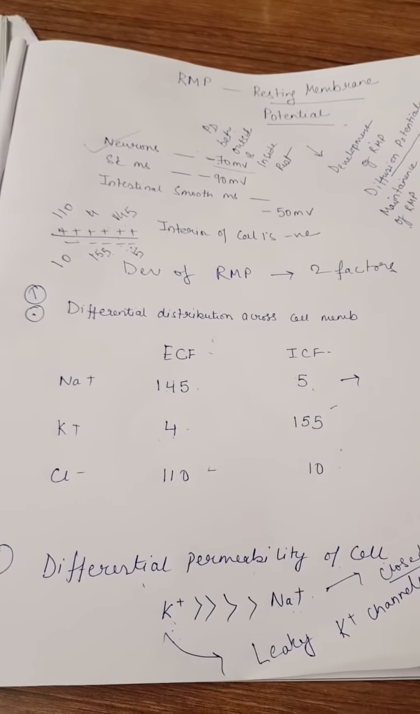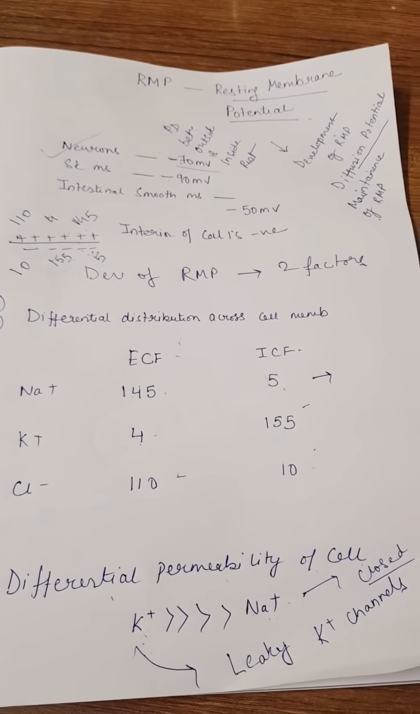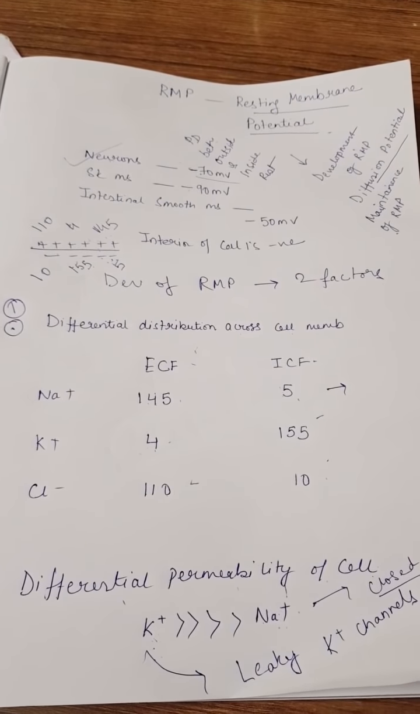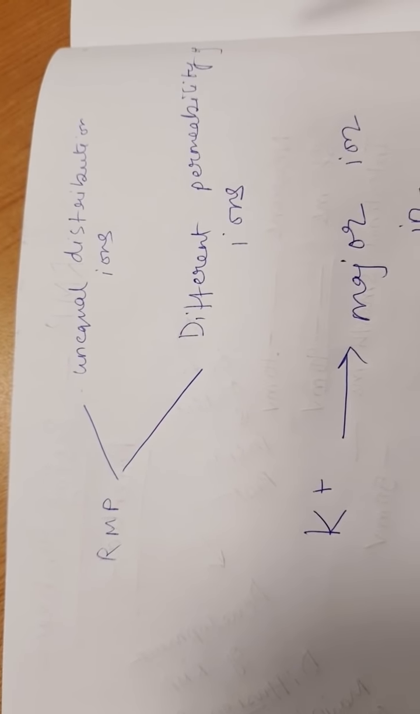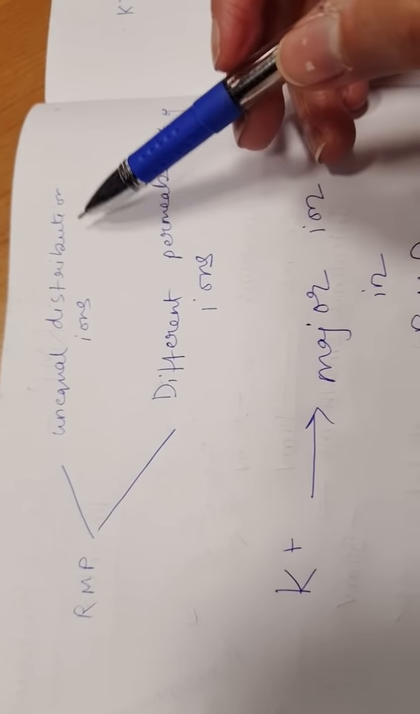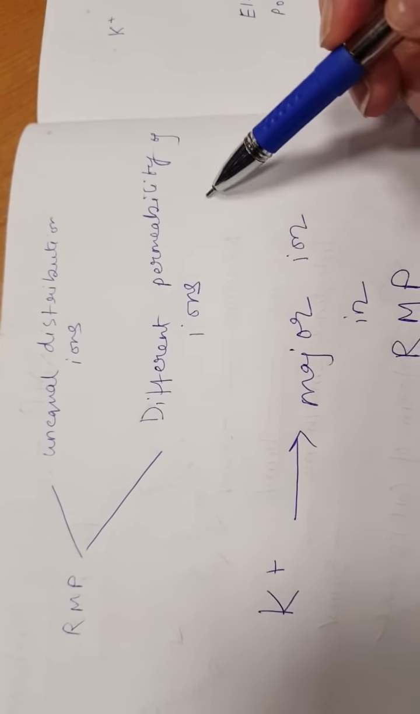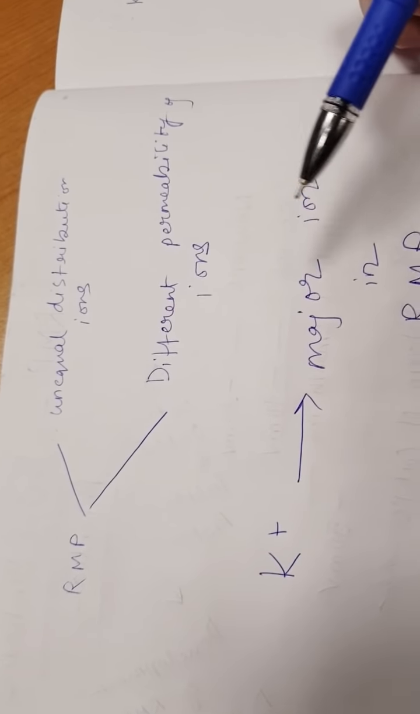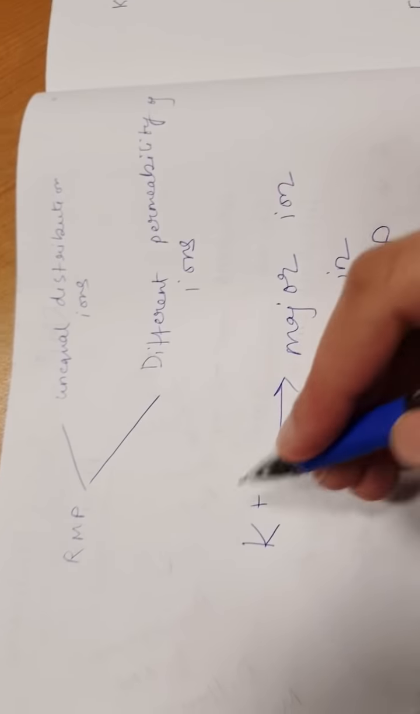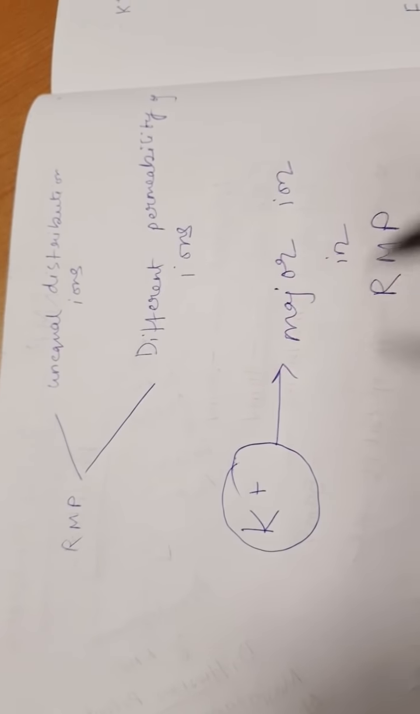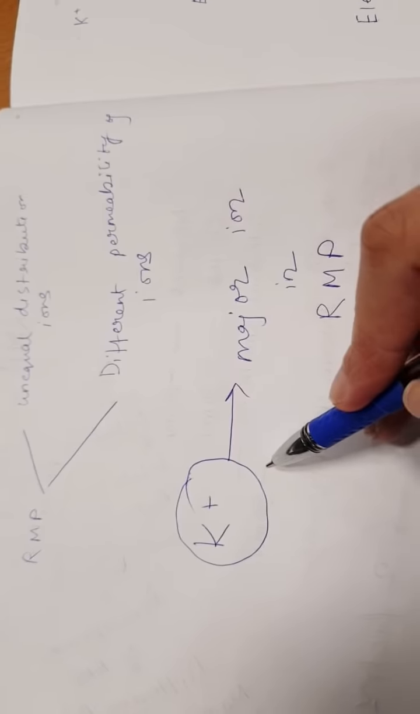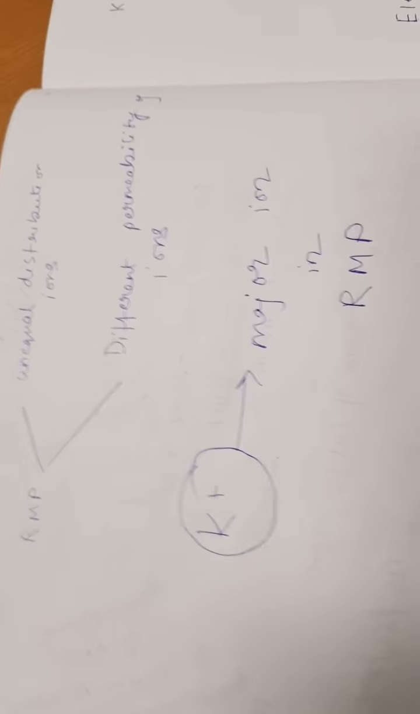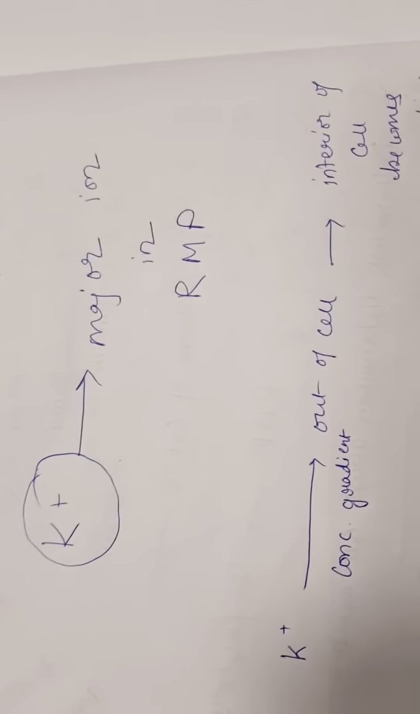So these are the two factors which are responsible for development of resting membrane potential: differential distribution across the cell membrane and differential permeability of the cell. So the RMP depends upon the unequal distribution of ions and the different permeability of the ions. Among the ions we discussed, that is sodium, potassium and chloride, potassium is the major ion responsible for development of RMP. Let's see how potassium contributes to the development of resting membrane potential.